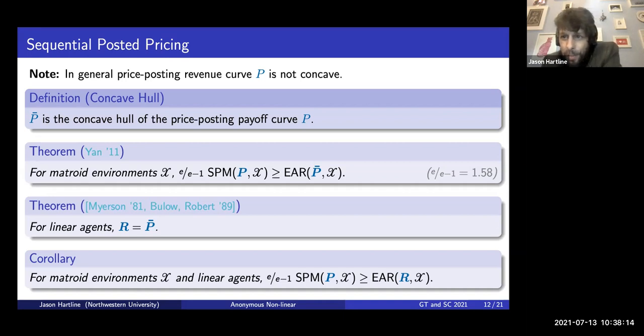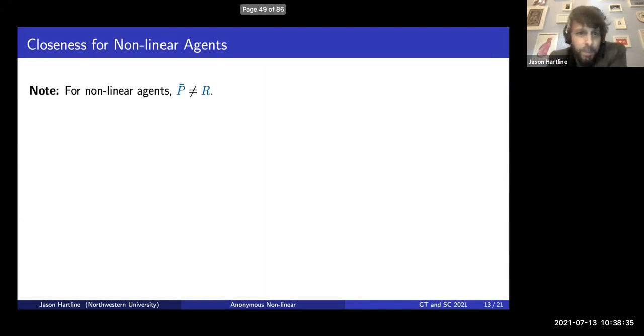What I want to do on my next couple of slides is lift this theorem. This is actually just a restatement of a classic result in the literature due to Chi-Chi-Yan. I'm going to lift this result for linear agents to nonlinear agents. For nonlinear agents, the concave hull of the price posting curve is not generally equal to the optimal revenue I can get. This is the main thing that makes nonlinear agents difficult to work with.